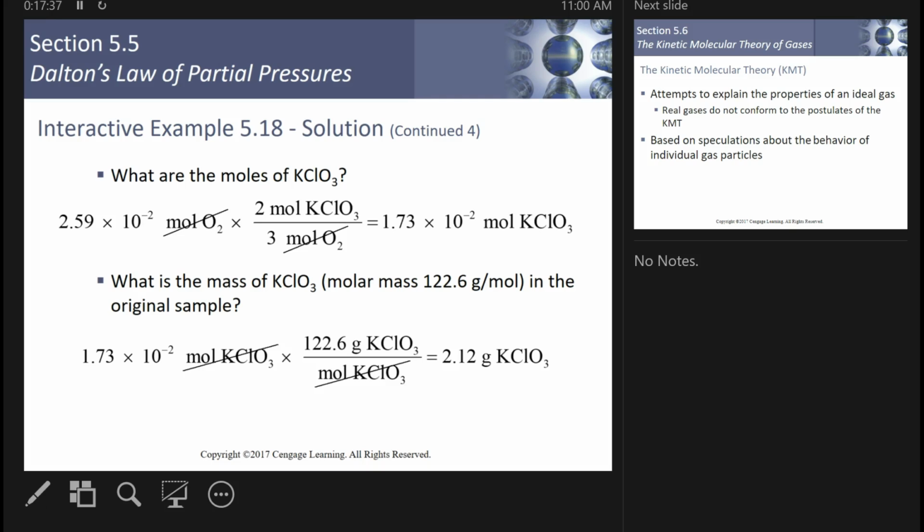Can you go over a little bit more on the partial pressure, like how we got 733? I didn't quite get that. You subtract the water vapor from the total. That's it.